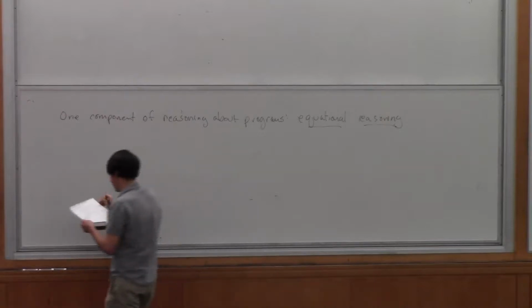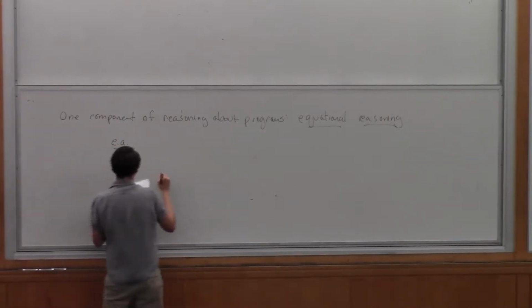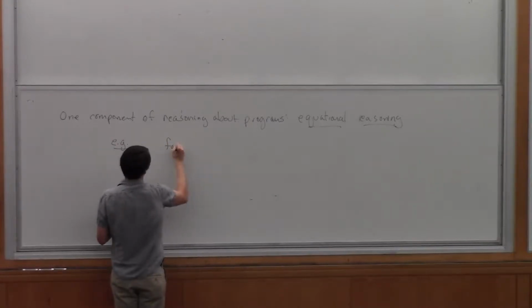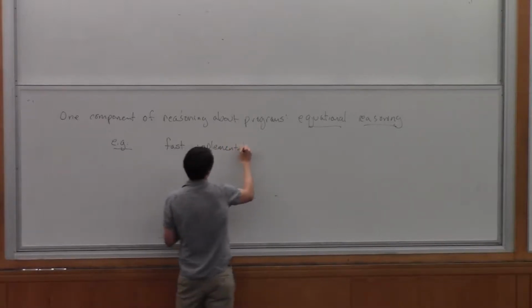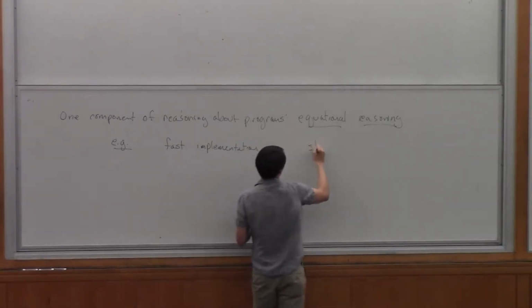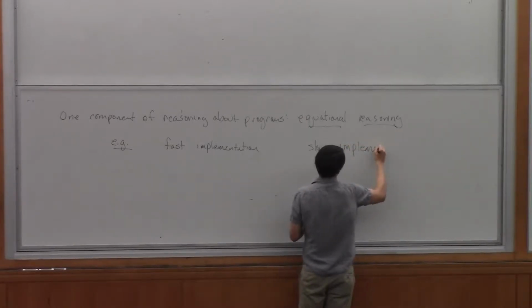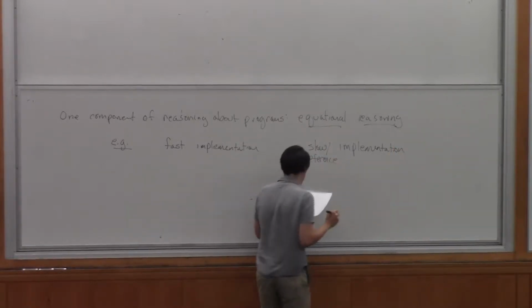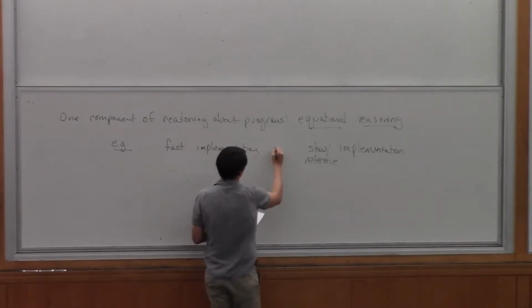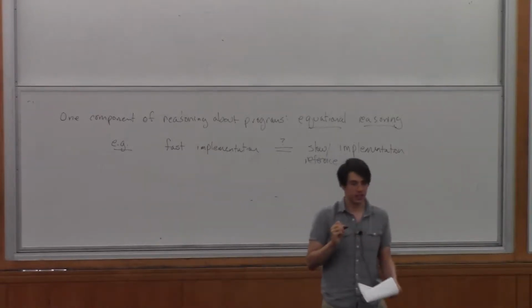And the idea is that you might want to, for example, have two pieces of code, which we'll call the fast implementation and the slow implementation. Slow is also sometimes called the reference implementation. And the question you want to ask is, are these two pieces of code the same?